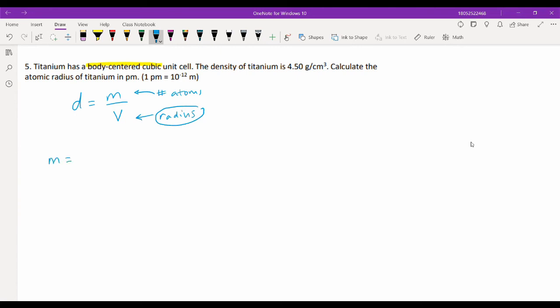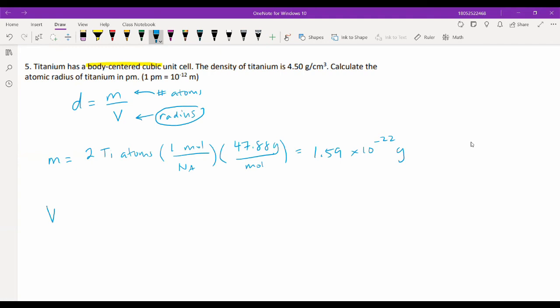In BCC, we have 2 atoms. We have 2 titanium atoms. And we have Avogadro's number, 1 mole over Avogadro's number. And titanium is 47.88 grams per mole. So we should get a very small mass, like usual, for only 2 atoms of something. 10 to the negative 22 grams, sounds right.